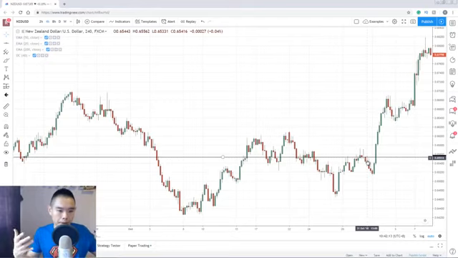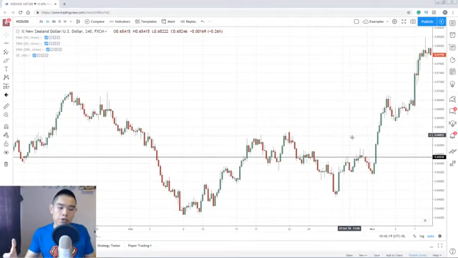So this is the concept that I'm trying to bring across. And again, the entry approach is one thing. How you manage the trade is another thing.